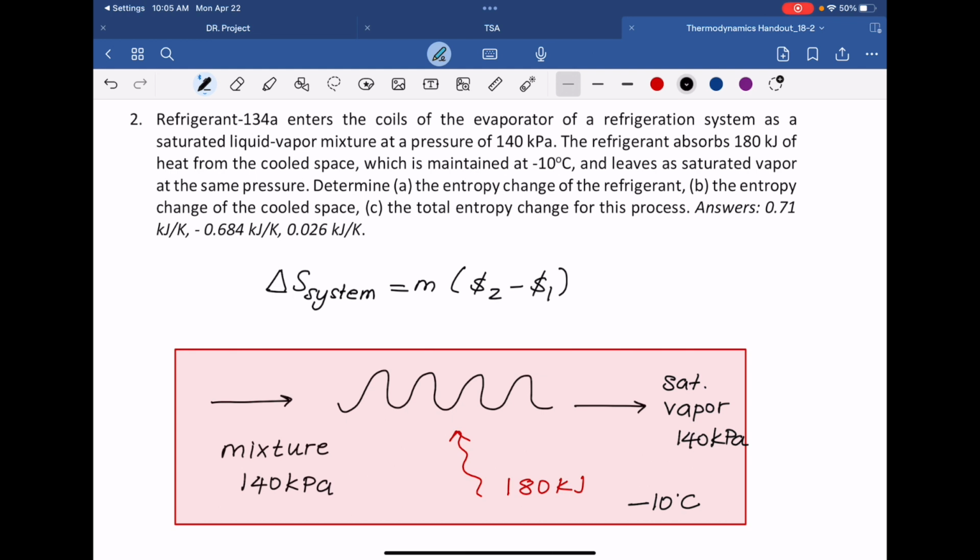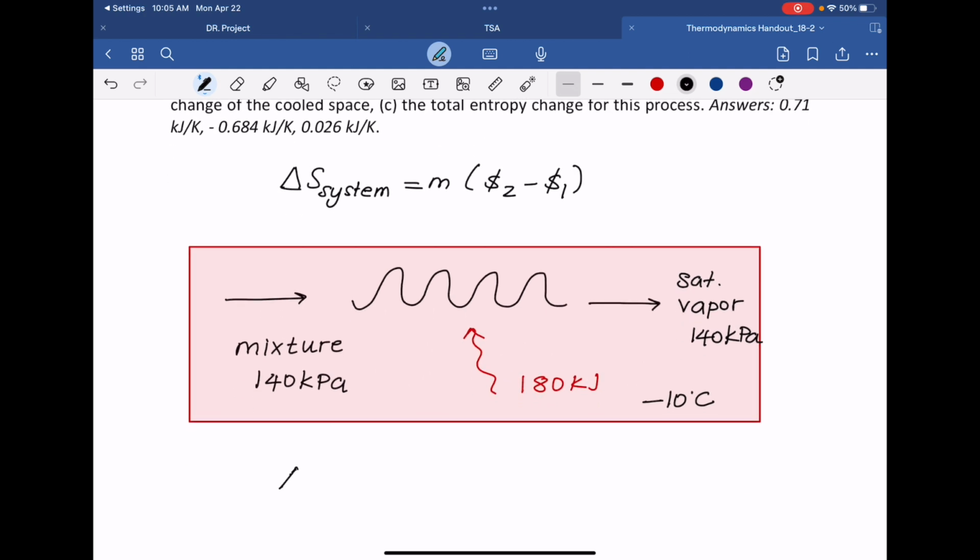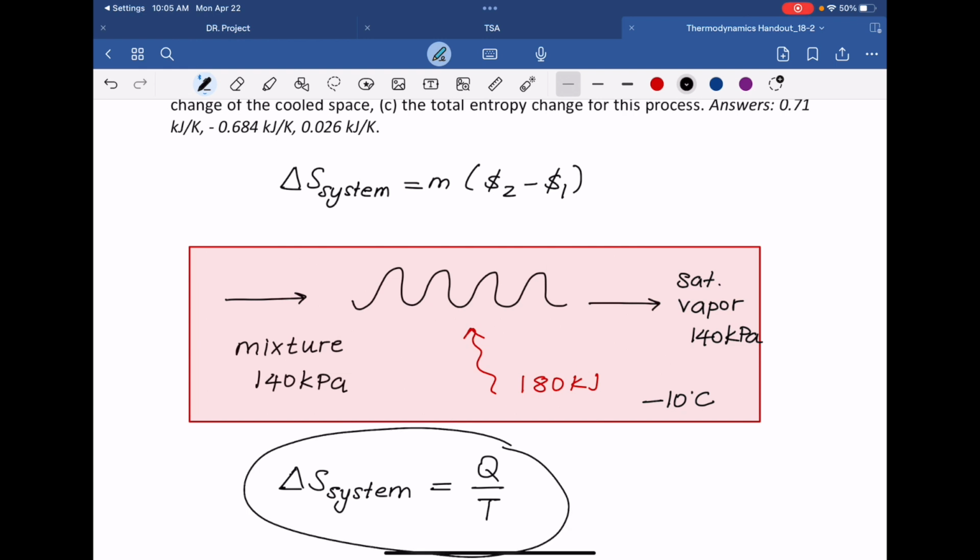Now, there is also another thing we remember. We might be able to calculate the entropy change of a system if it's an isothermal reversible process, in which case we can use this. For isothermal reversible processes, we have shown this from the definition of entropy. Let's see if this applies here.